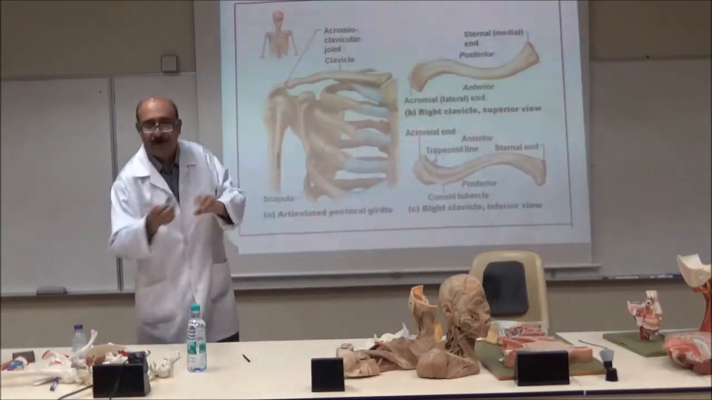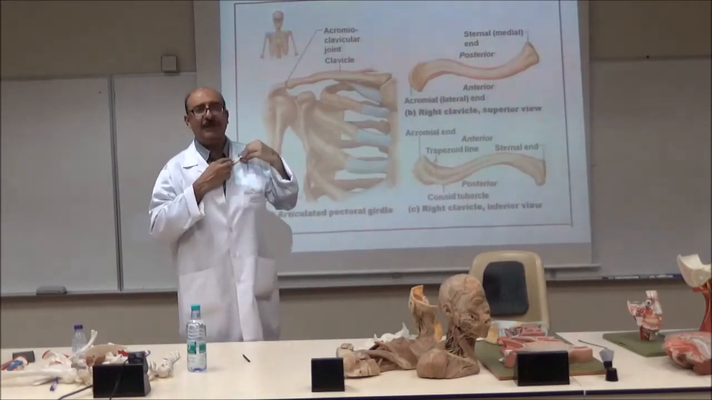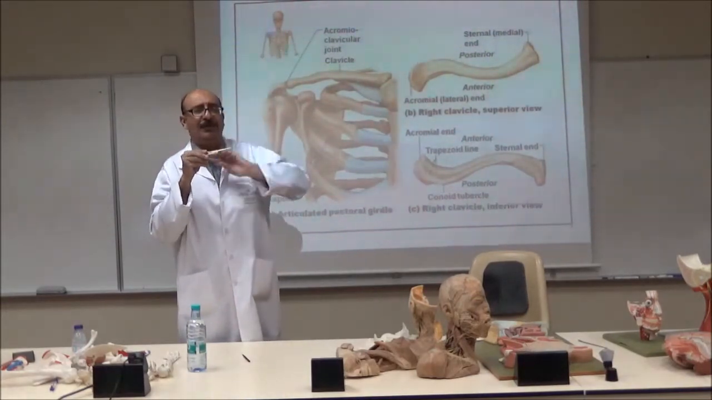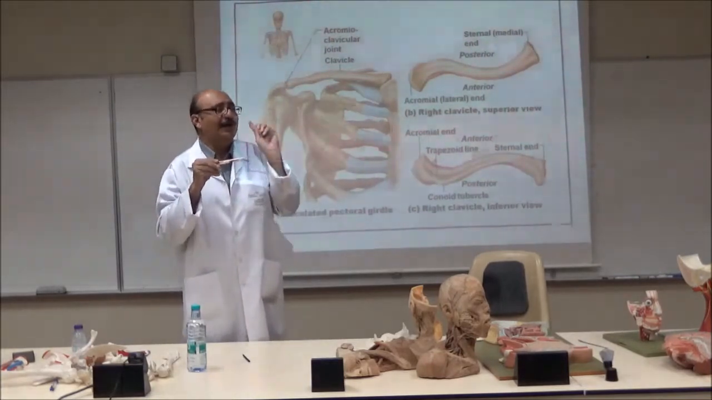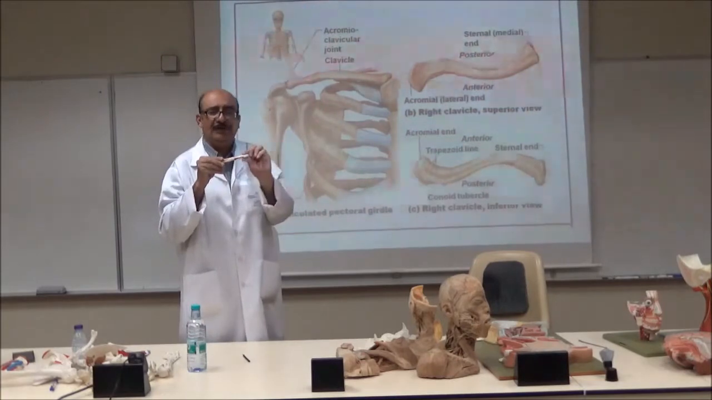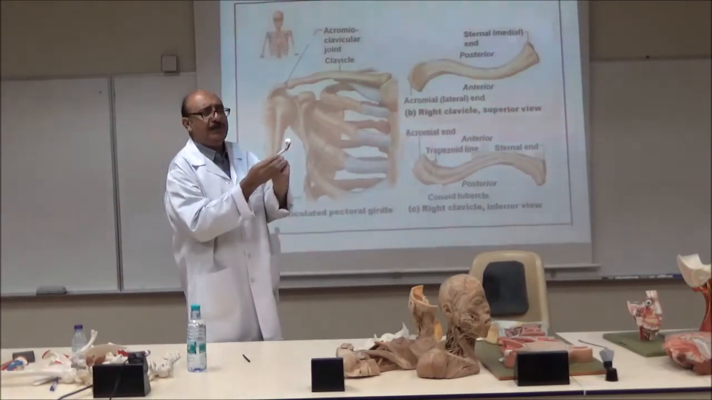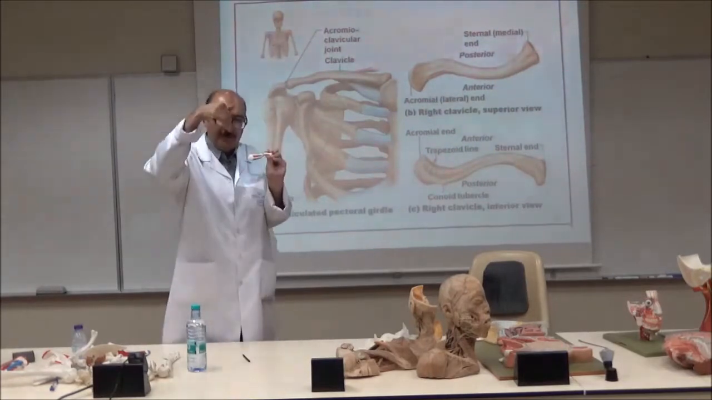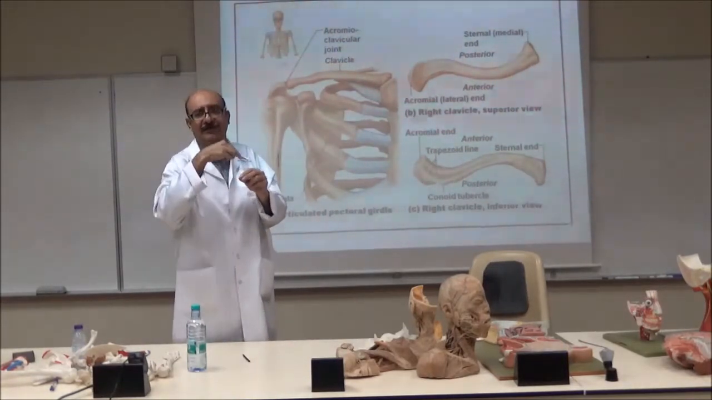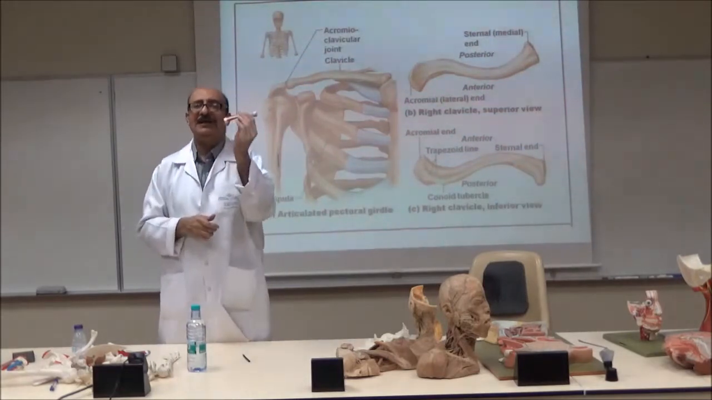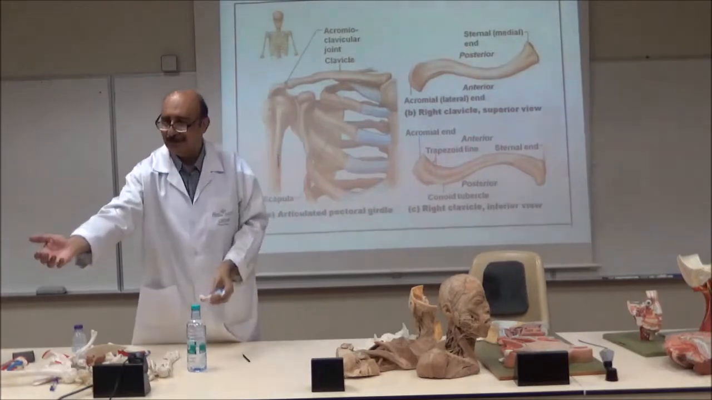Like I told you, the medial end is rectangular, coming with the sternum; the lateral end is flat, going laterally towards the scapula, acromial process, making the acromioclavicular joint. Try to remember this elevation or groove facing inferior. This is how you know right and left. So this is my left clavicle.